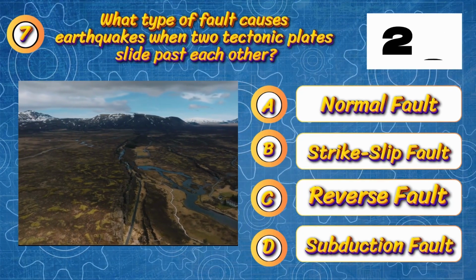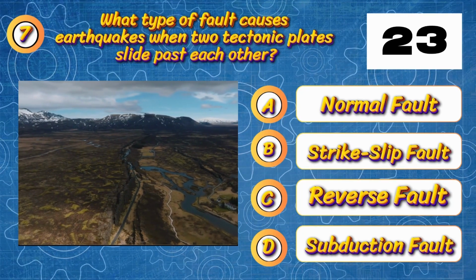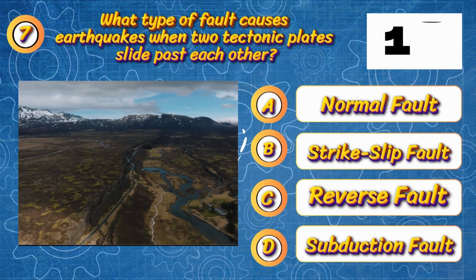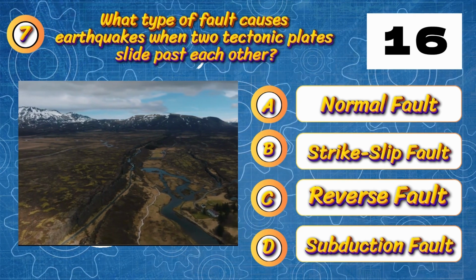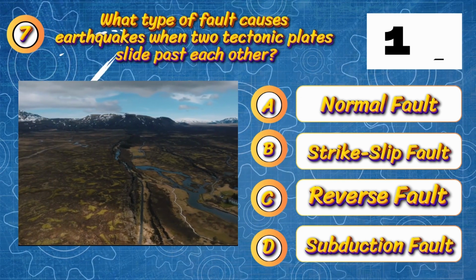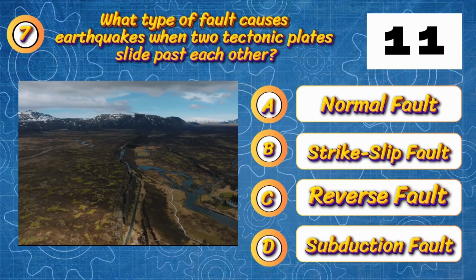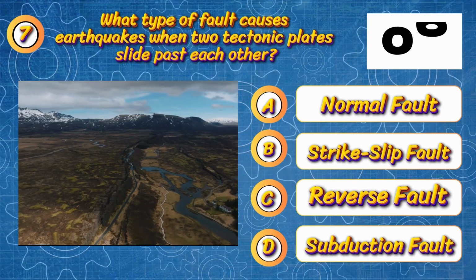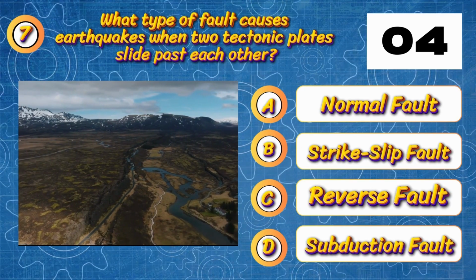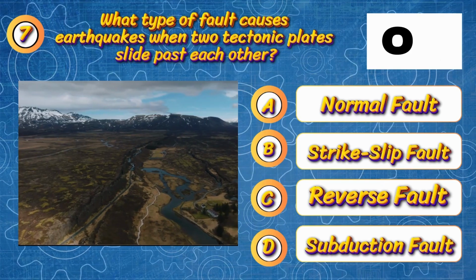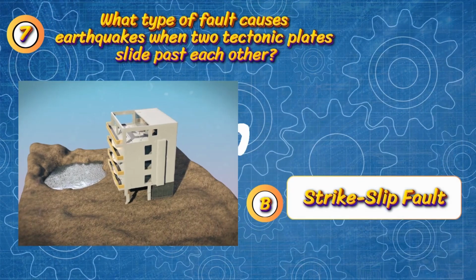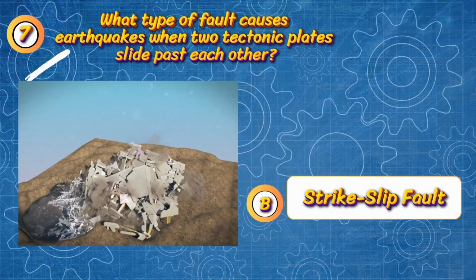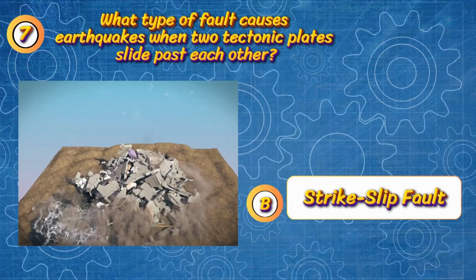Question 7. What type of fault causes earthquakes when two tectonic plates slide past each other? A. Normal fault. B. Strike-slip fault. C. Reverse fault. D. Subduction fault. B. Strike-slip fault. The San Andreas Fault in California is a famous strike-slip fault where plates grind past each other.